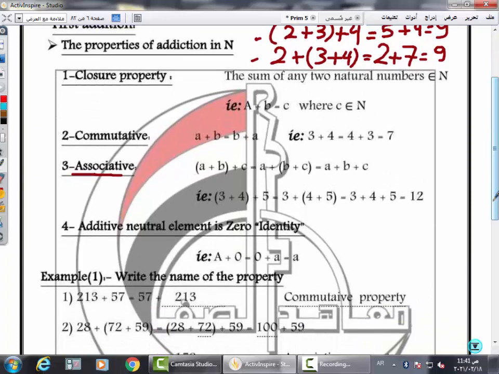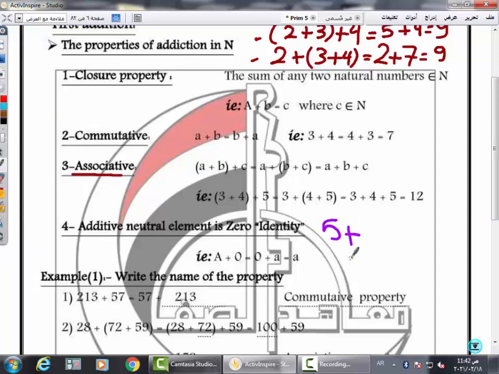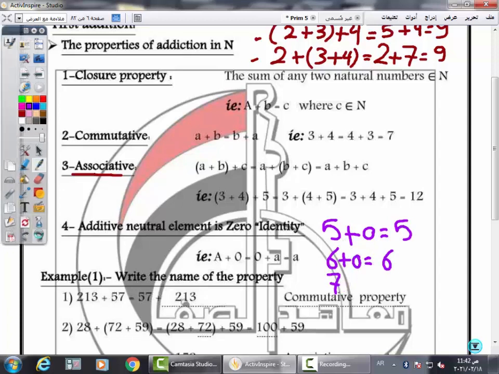The fourth property is called additive neutral element. What's the meaning of neutral element? If we have a number like 5 and we add 5 to 0, the result will be 5. Then 6 plus 0 equals 6. 7 plus 0, the result will be 7.